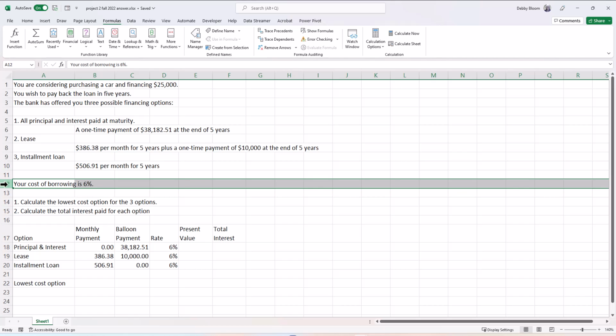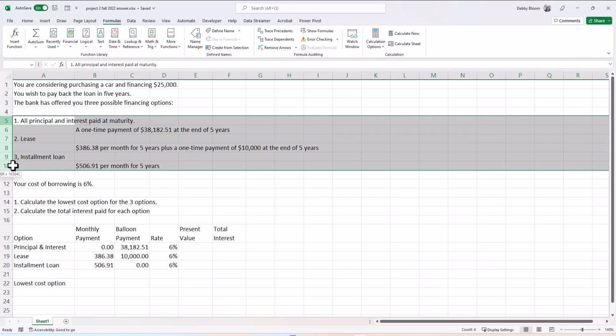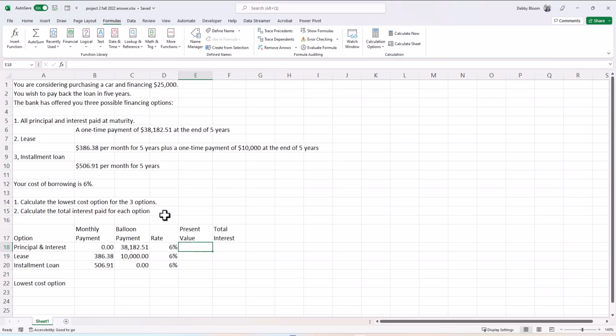I've given you a cost of borrowing of 6%, but honestly, if you're trying to choose between the 3, all you have to do is take the present value of each one of those at the same rate. So let's work on our present values. We'll do each one by one, although the way that I'm doing it, you can actually do the first one and just copy the formula down to the lease and the installment loan.